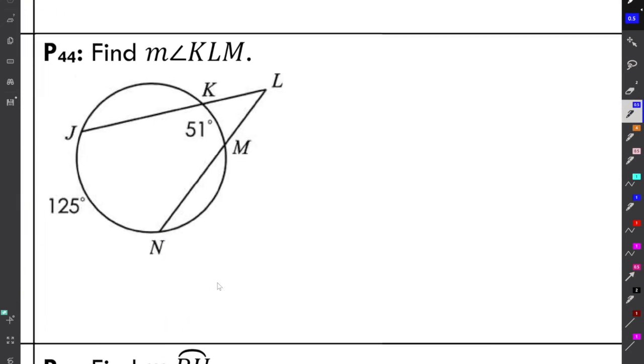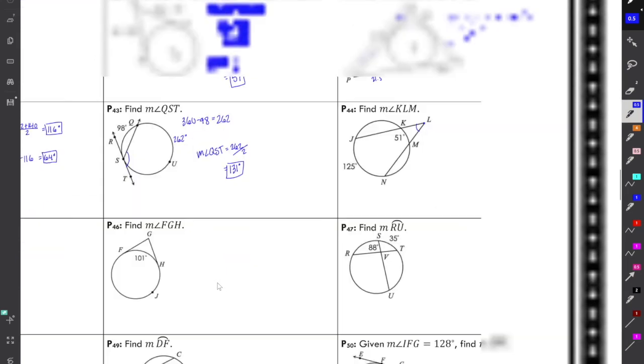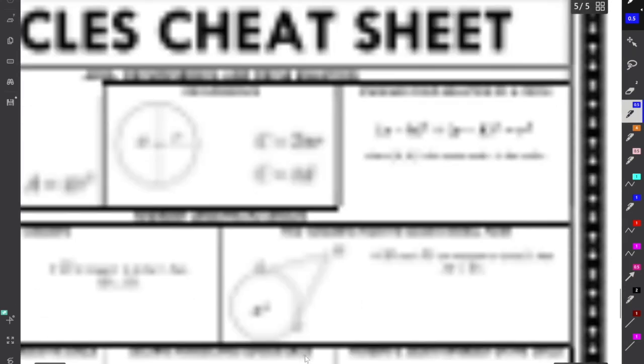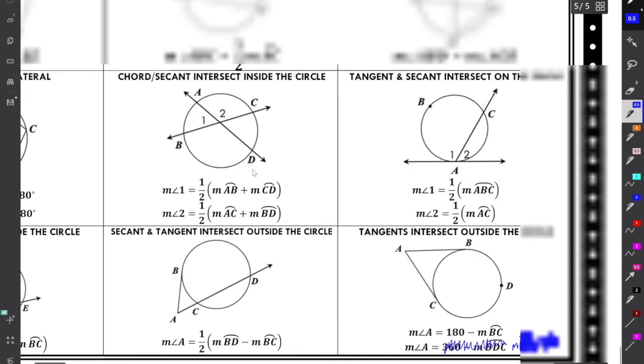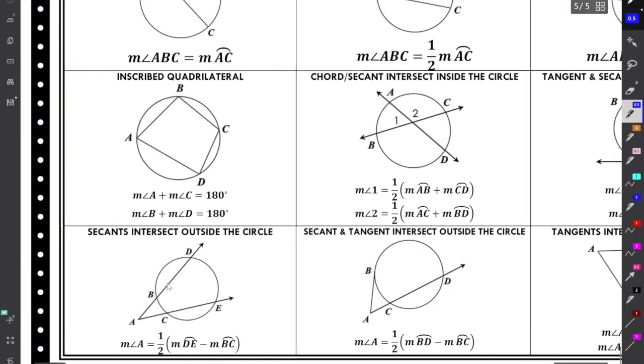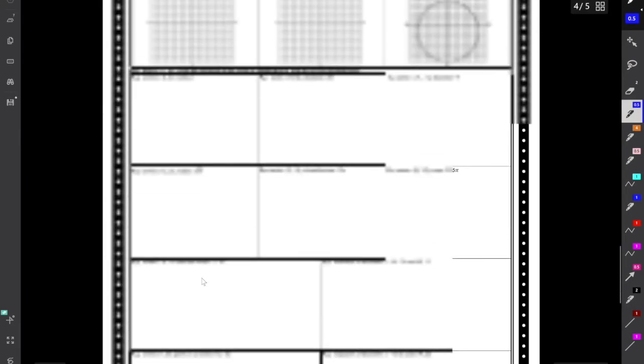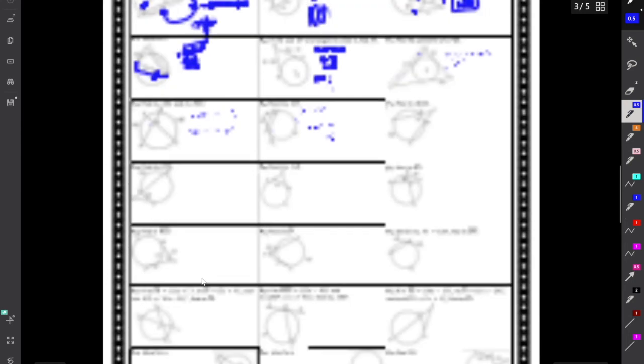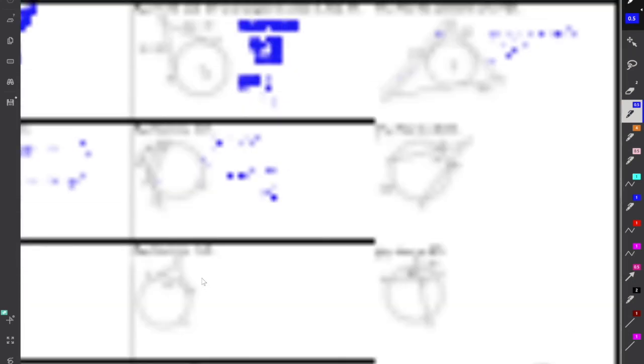KLM is this angle right here. So here I've got two secants intersecting outside the circle. Let's see what we know from our cheat sheet about those types of angles. So we're looking at angles and arc measures, two secants intersecting outside the circle. Boom, bottom left right here. To get that angle, you take your intercepted arcs. In this case, it's DE and BC. You subtract the bigger one minus the smaller one, and then divide by 2 to get your angle measure. And that's what we will do here.